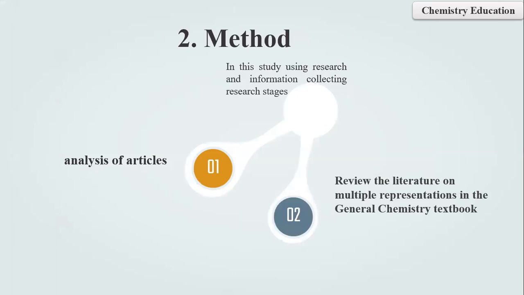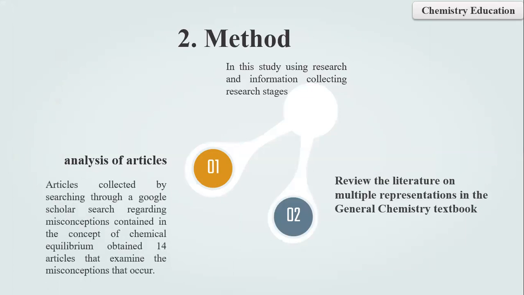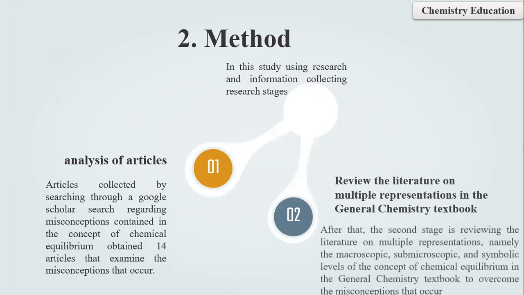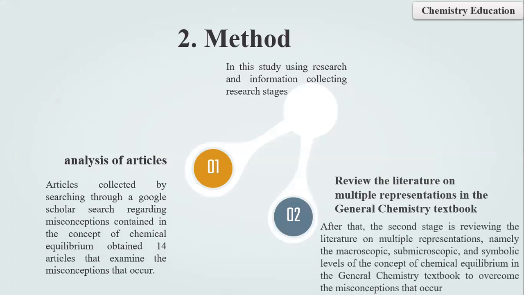Next, method. This study uses a literature research and information collecting approach. The first step taken is the analysis of articles. Articles were collected by searching through Google Scholar regarding misconceptions contained in the concept of chemical equilibrium, and 40 articles were obtained that explain the misconceptions that occur. And review the literature on multiple representations in the general chemistry textbook. After that, the second stage is reviewing the literature on multiple representations of the concept of chemical equilibrium in the general chemistry textbook to overcome the misconceptions that occur.